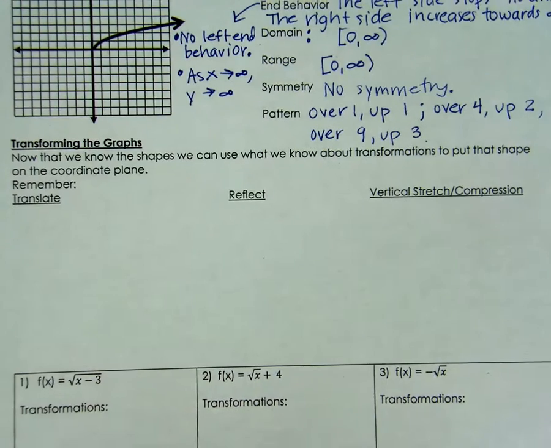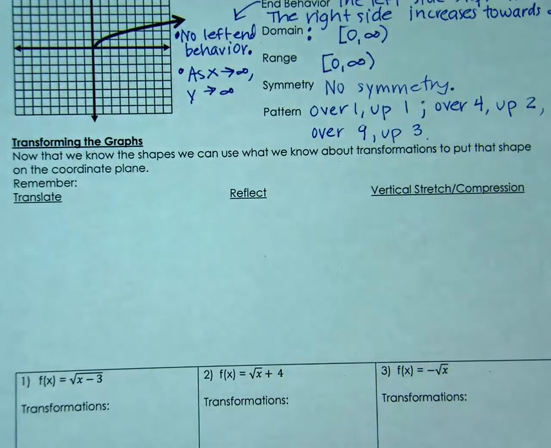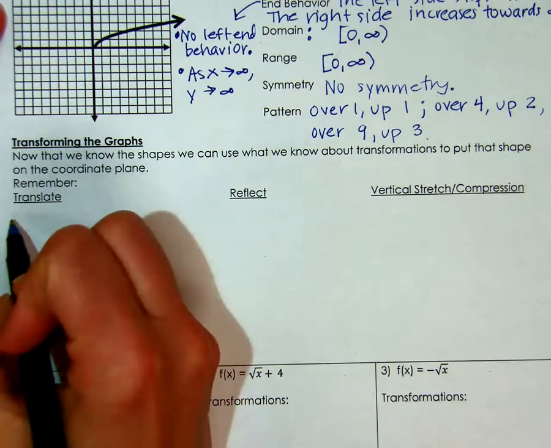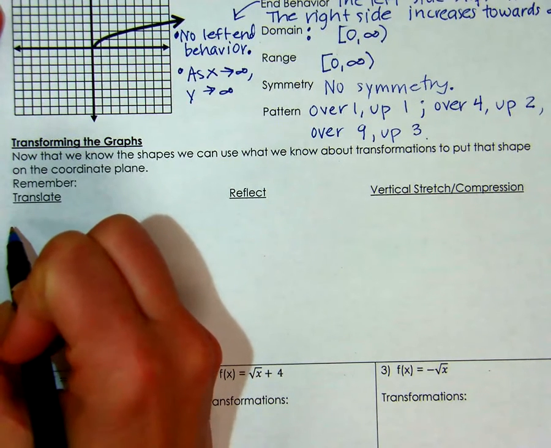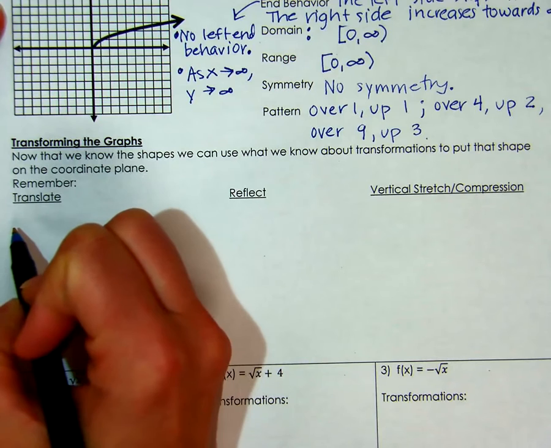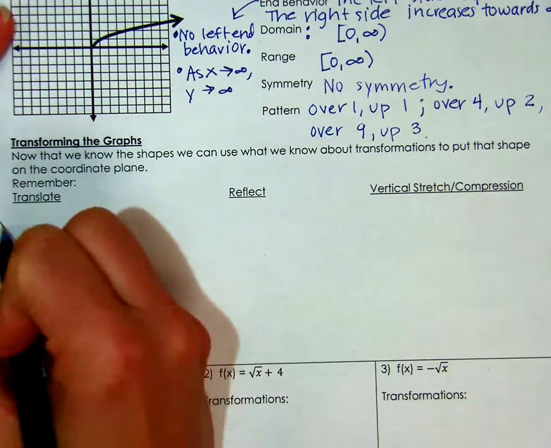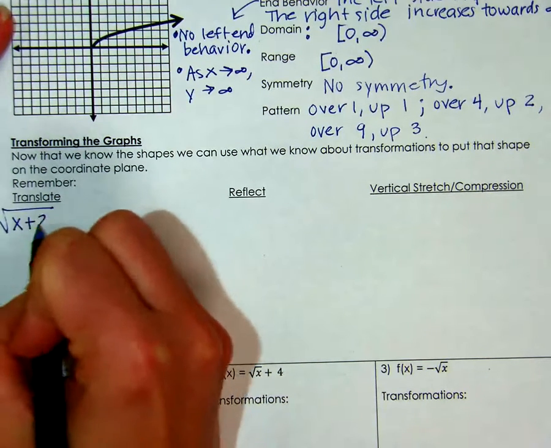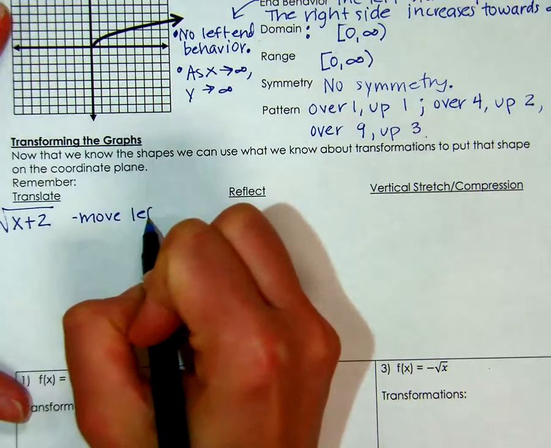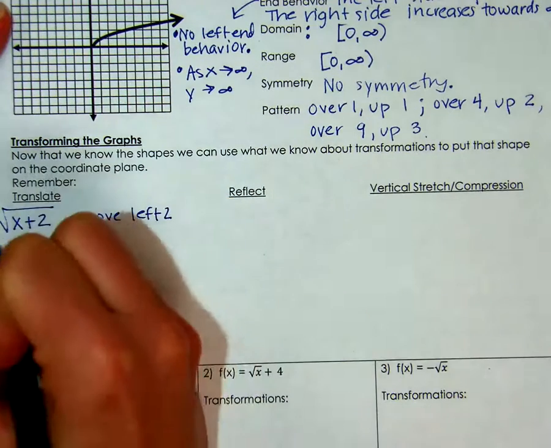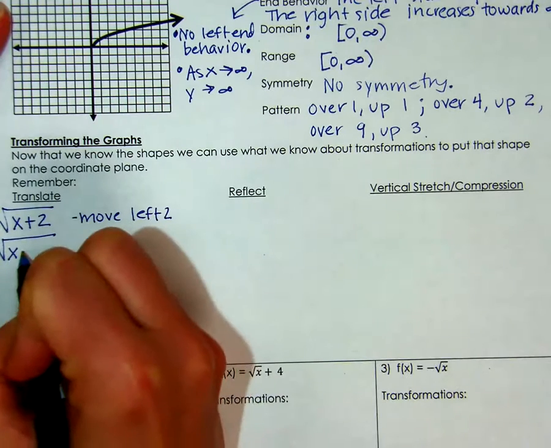If we want to translate, translations could be left, right, up, or down. It's going to follow a very similar pattern to what we've done in the past. Whenever we had plus or minus inside the parentheses with the x, that was our left and right movements, and it was always the opposite of the operation that we saw there. So if I have the square root of x plus 2, that means I'm going to move left 2. If I have the exact same thing, but inside I have x minus 2, that's going to be our shift right 2.